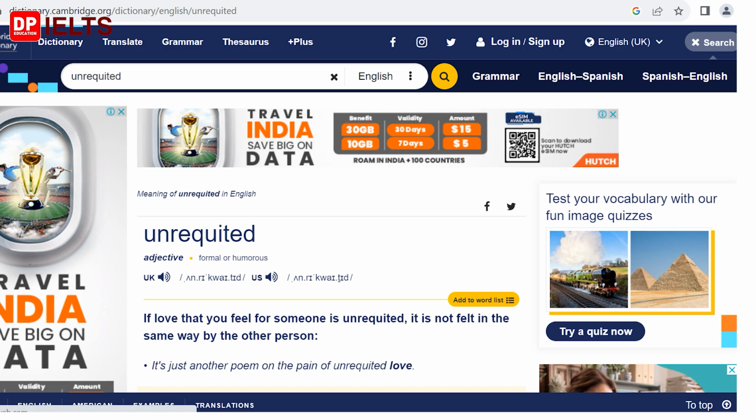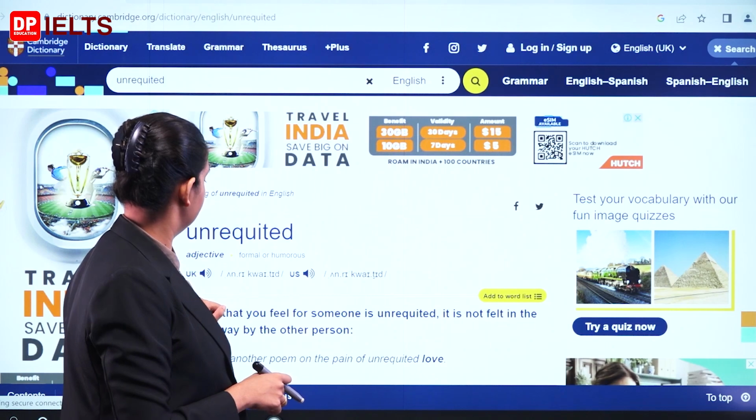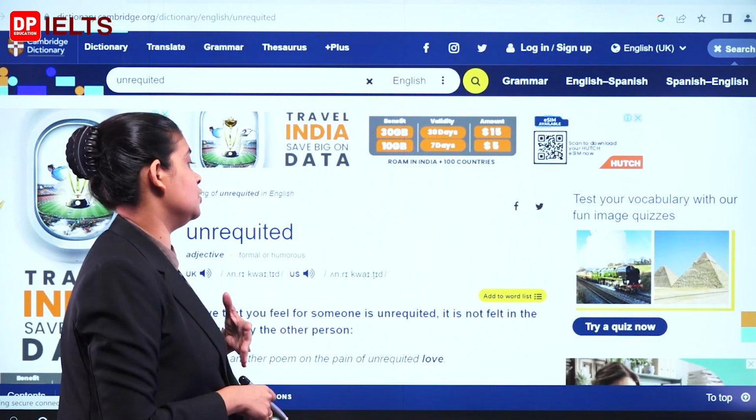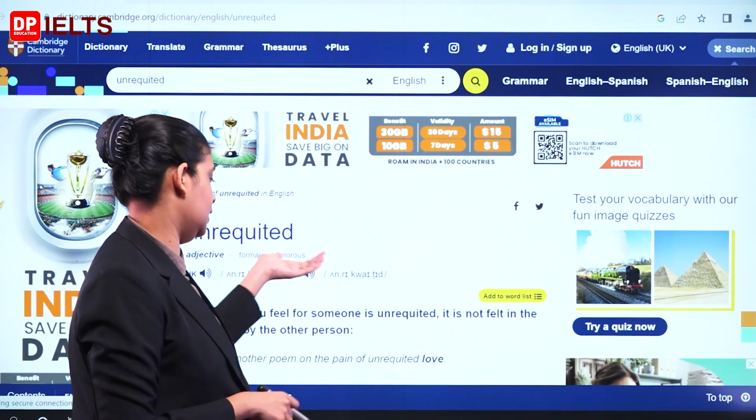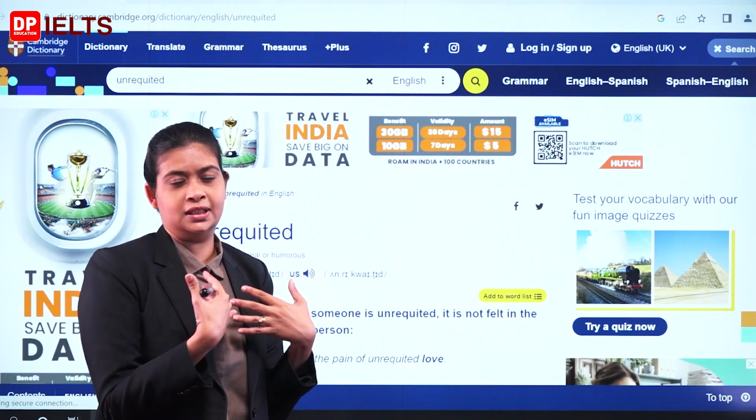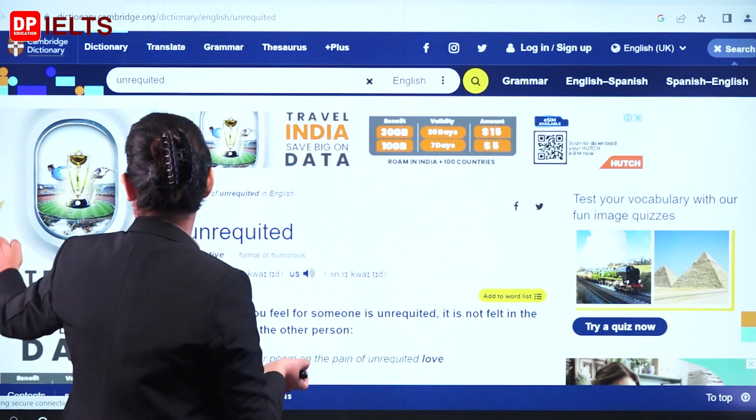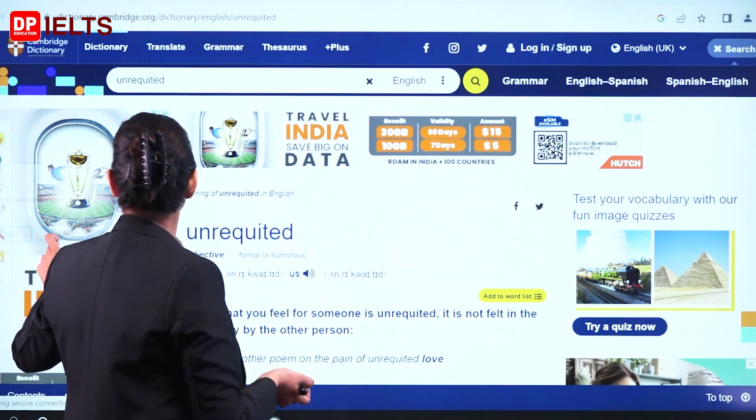So it's not unrequited, okay? It's unrequited. In love that you feel for someone, it is not felt in the same way by the other person. ඒ කියන්නේ සමාන නෑ. මට හිතෙන ආදරයම නෙවෙයි අනිත් කෙනාට හිතෙන්නේ. Okay, so that kind of feeling. Okay?